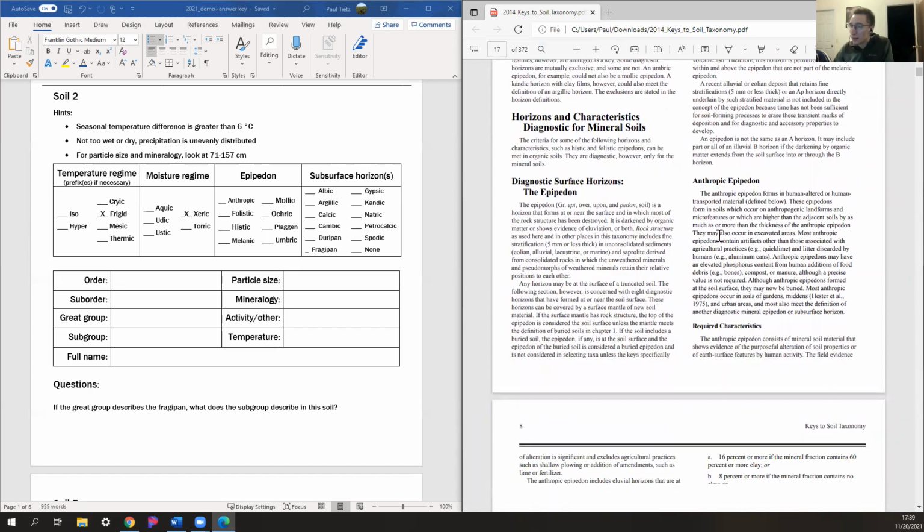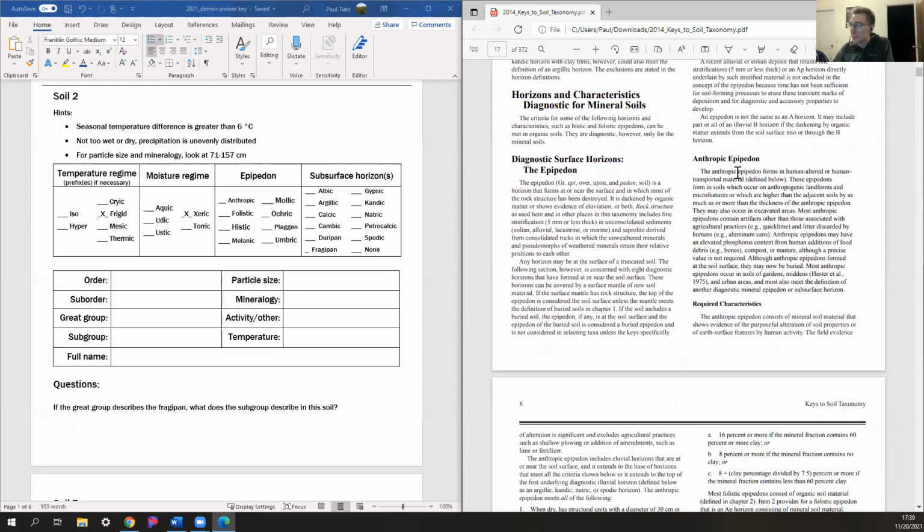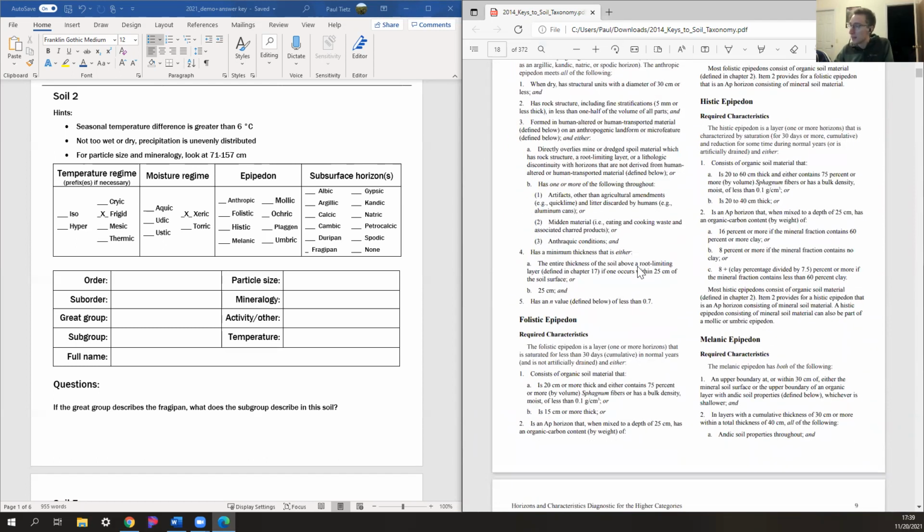We can kind of go one by one. There's not that many to choose from. If you have lots of human altered or human transported material in the epipedon at the surface of your soil, it could be anthropic, like urban soils. Tholistic and histic are both really organic rich.